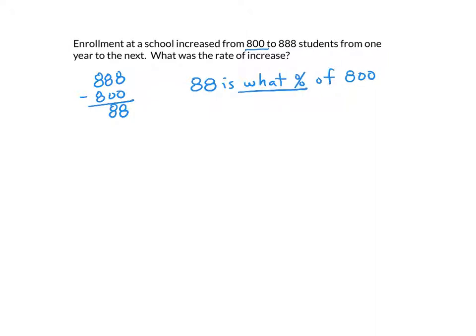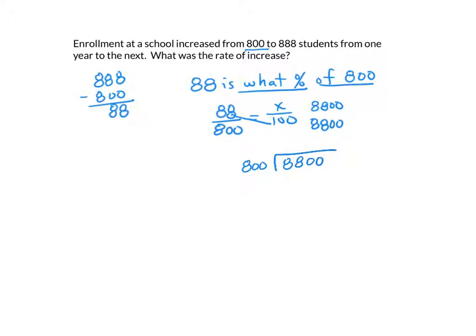When I go through and solve that, I don't know what the percentage is, so that's x over 100. My 88 is the is, 800 is the of. Now I have my proportion set up. In order to solve that, 88 times 100 is 8,800. So I know 800 times x has to equal 8,800 as well. So in order to figure out what my missing number is, I'm going to have to divide 8,800 by 800. I know that 800 goes into 880 one time. 800 times 1 gives me 800. I subtract, I get 80. I bring down my 0. 800 goes into 800 one time. I get 0 when I subtract, 0 for my remainder. So the answer to this is 11%. So the rate of increase was 11%.